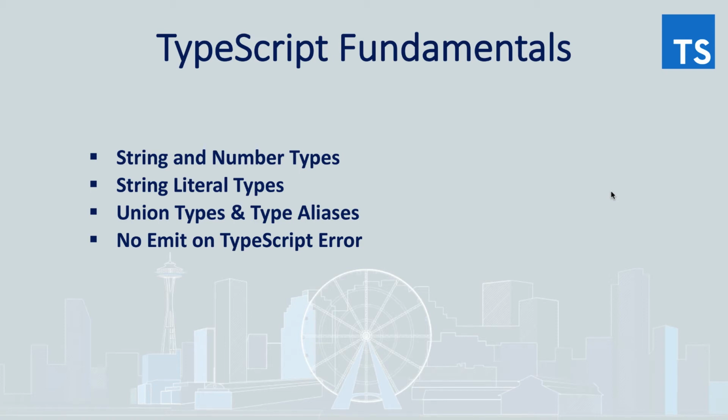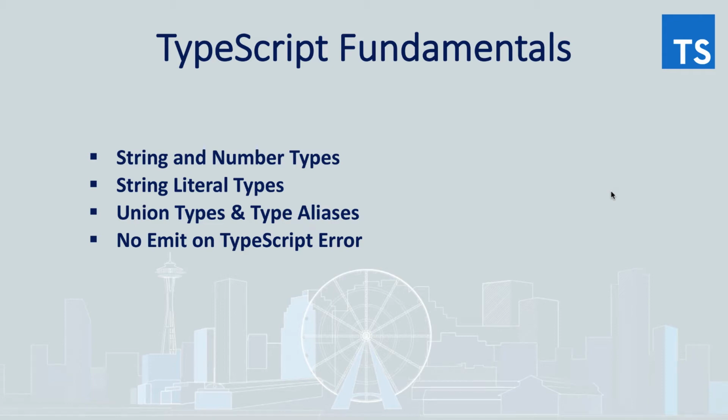We continue our TypeScript Fundamental series, and in this video we will go over string and number types in a little more detail. We will see how to use string literals for type annotations. We'll learn about union types and type aliases. We'll go over to our TS config file to explore the noEmitOnError option in order to handle our authoring time errors.